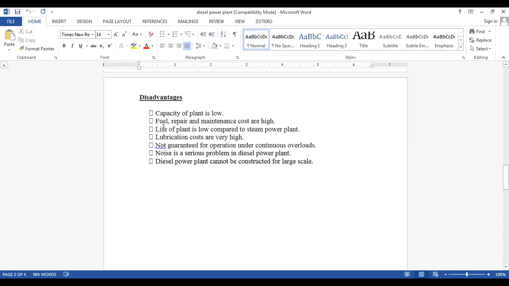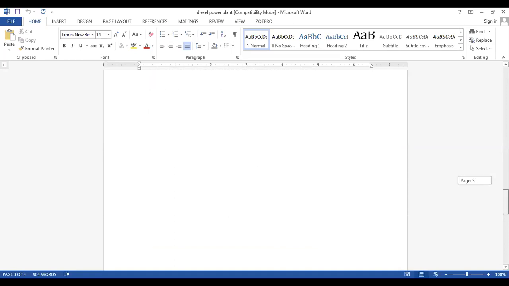Then the various disadvantages: its capacity is low, fuel and maintenance cost is high, life is low, lubrication cost is high, and it is not feasible for continuous working operations. It creates noise, cannot be constructed for a large scale, and also creates a lot of pollution. So this is about the diesel power plant.